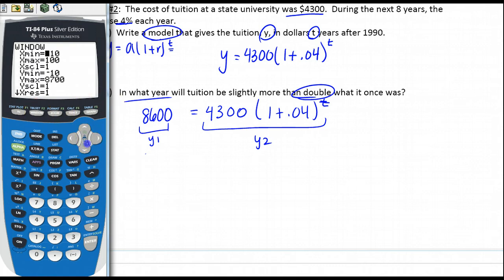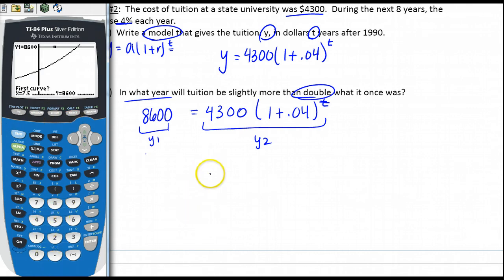And then I'm going to go to my window. I'm going to make my x max like 25. And then my y max I know needs to be bigger than 8,600. So it really doesn't matter what you make it. I'm going to go up to 9,000. And I'm going to graph it and see what I see. So remember, you have to see the intersection point in the window of your calculator in order to go to second calc 5 to actually find it.